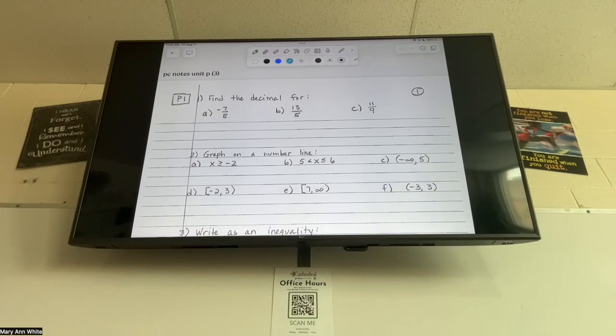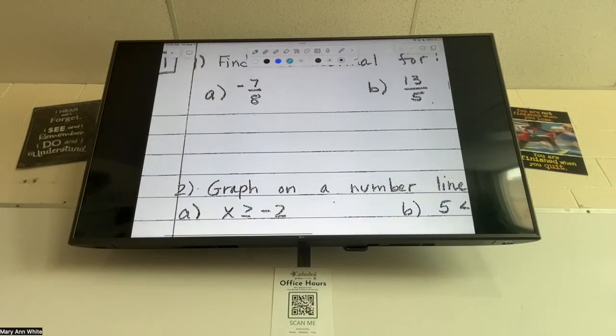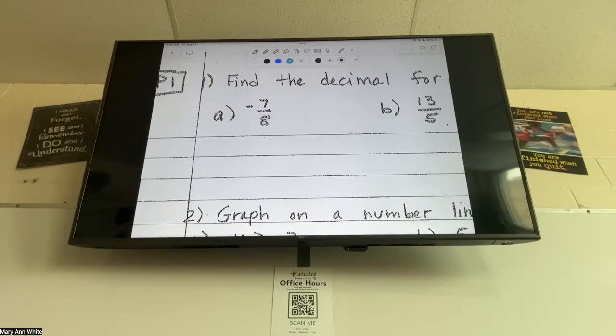So we're going to start with finding the decimal form for this. How would I go about finding the decimal for this problem right here? Putting it in our calculator. We are going to do that, but we are going to do it by hand first, and then we'll do the other two by calculator. Max, what do you think? Divide it. Good.